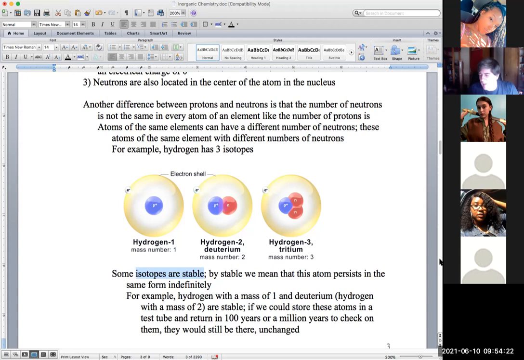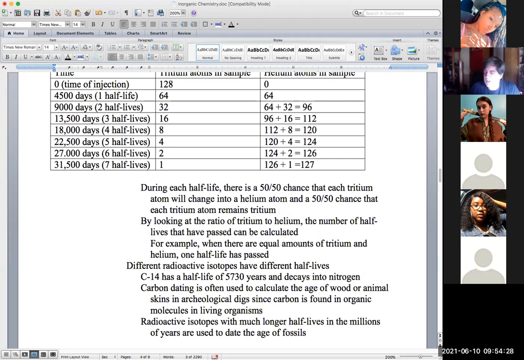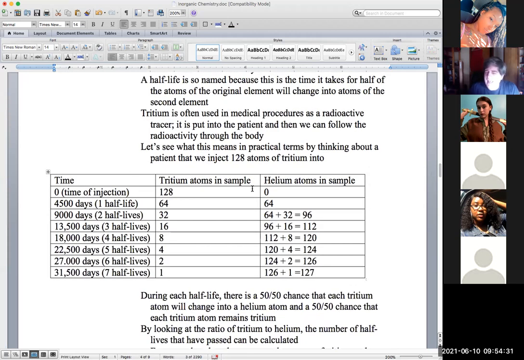Now we can measure these time frames, and when we measure them, we can talk about what we consider to be something called the half-life of a radioactive atom. And a half-life is the time that it takes for half of our original atoms to change into atoms of the second element. So half of our H3, half of our tritium atoms, to change into helium atoms. So for H3, for tritium, the half-life of tritium is 4,500 days.